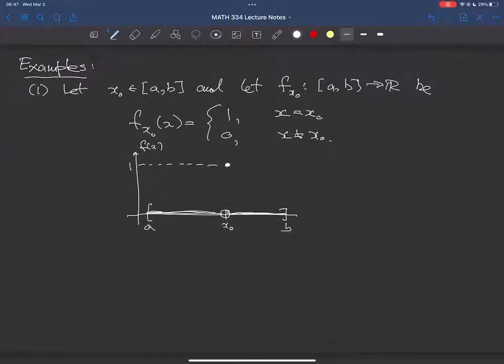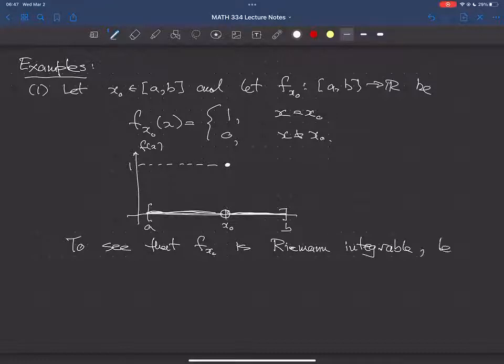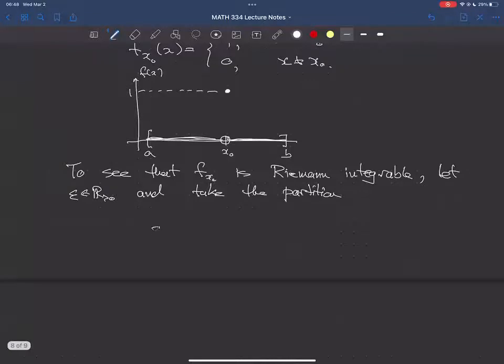All right, to see that f x naught is Riemann integrable, we need to find a partition. So we need to take an epsilon positive, right? We need to choose our partition so that the difference between the upper Riemann integral and the lower Riemann integral for the function f with that partition is less than epsilon.